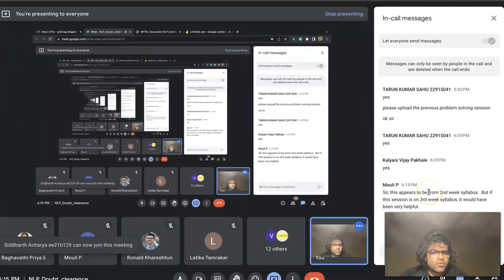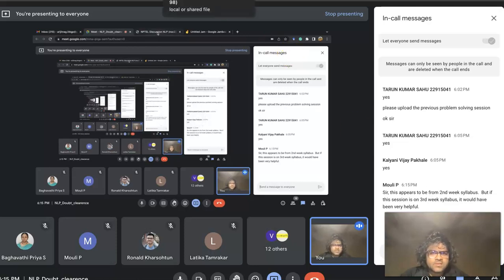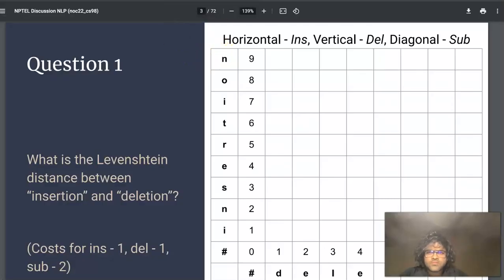No, basically we are going for this first one, second one, third one. Next week we will discuss the third week. Basically this class and this session are not aligned. If the class is T, maybe this is T minus 1.